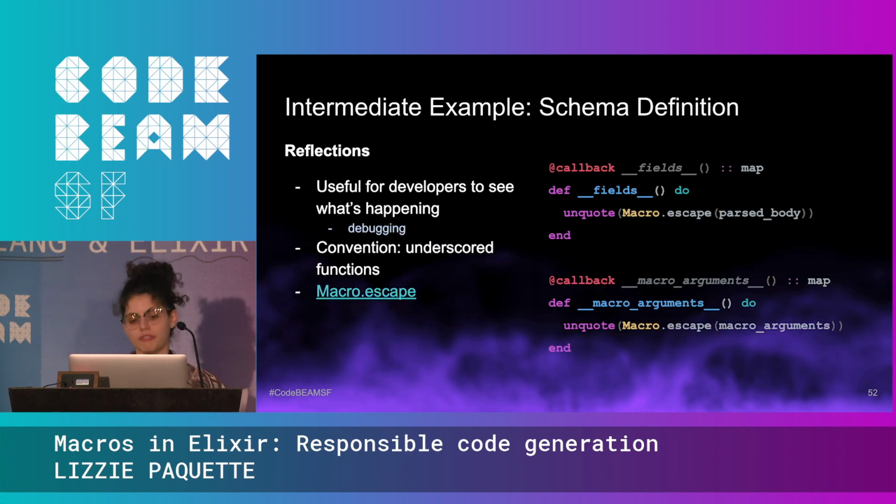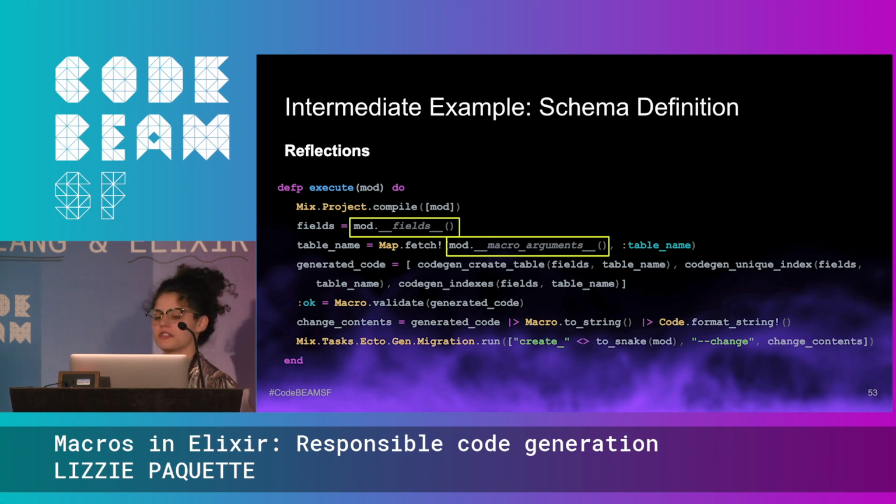We also provided some reflections. These are functions that are not really meant for production use. They're just for introspection, but they are pretty useful if you want to find out exactly what's happening. So we had this function fields, which would just return the fields, and macro arguments, which would return the arguments. They are underscored by convention because they're sort of secret and only there if you're really digging. And we used macro escape, which means if you have a piece of code that maybe already has an AST in it, then unquoting it gets difficult, so you have to escape the AST first in order to unquote.